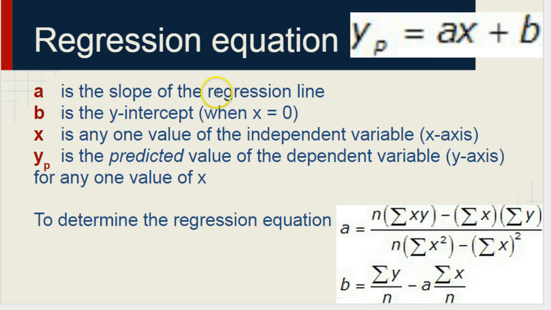So a is the slope of the regression line, b is the y-intercept, x is any single value of your independent variable, and y is a predicted value of your dependent variable. Now here we have two nice fancy formulas for the regression equation to find both of the coefficients: our slope and our y-intercept.